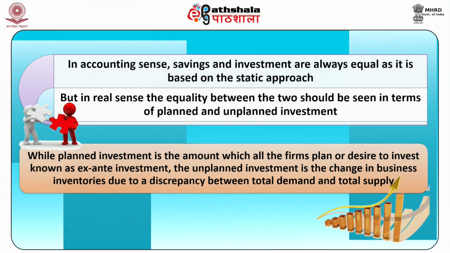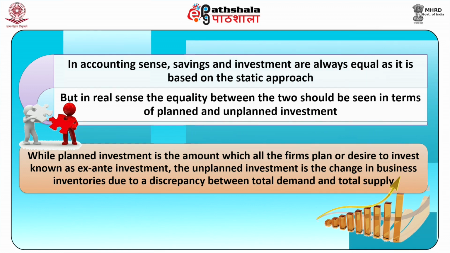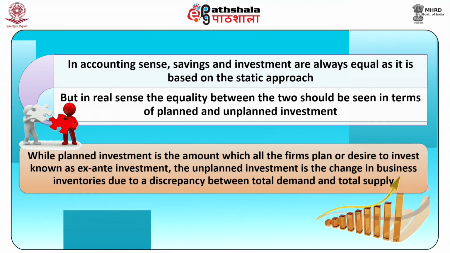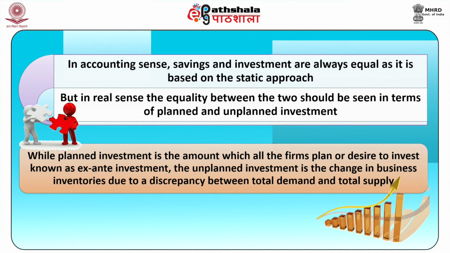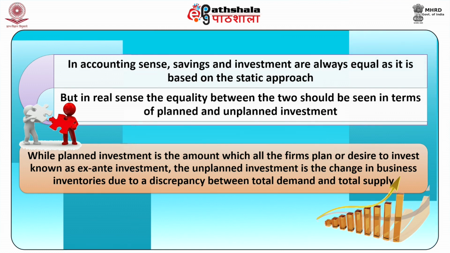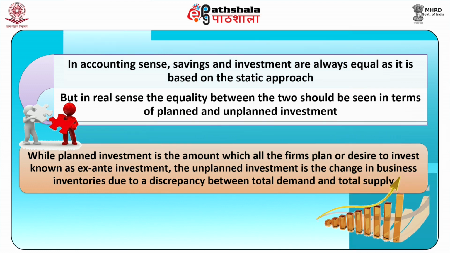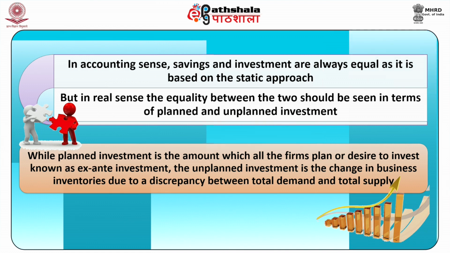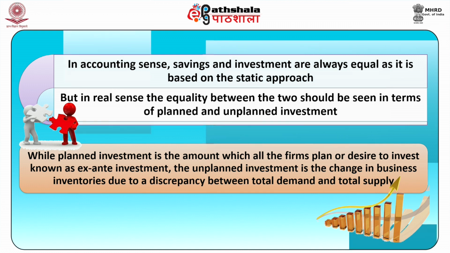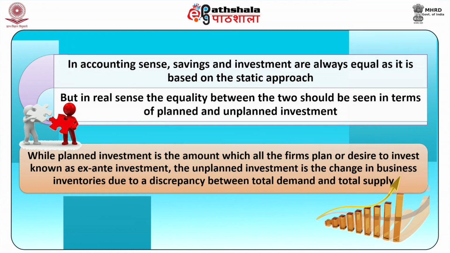In the accounting sense, savings and investment are always equal, as it is based on the static approach. But in the real sense, the equality between the two should be seen in terms of planned and unplanned investment. Planned investment is the amount which all the firms plan or desire to invest, known as ex ante investment. Unplanned investment is the change in business inventories due to a discrepancy between total demand and total supply.